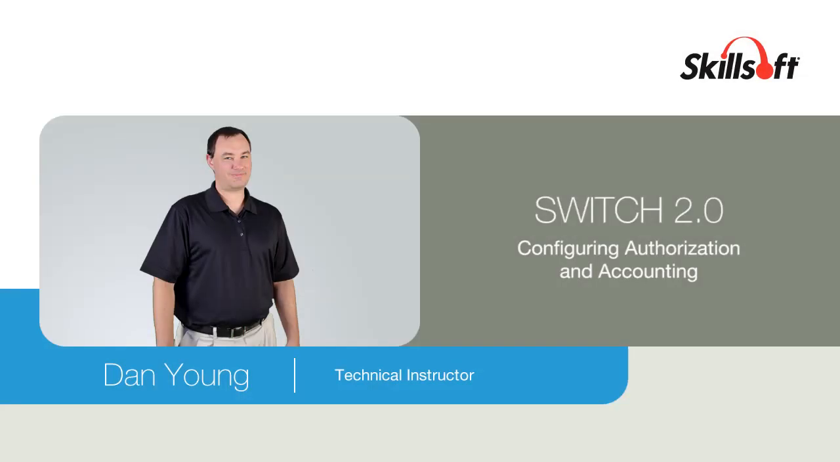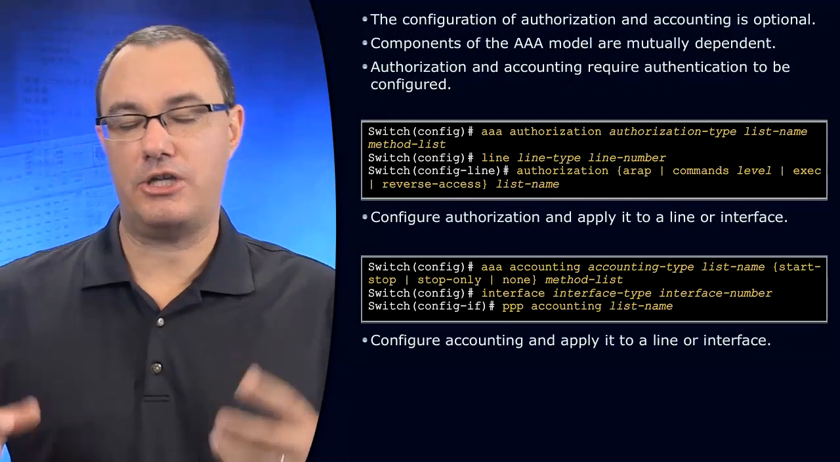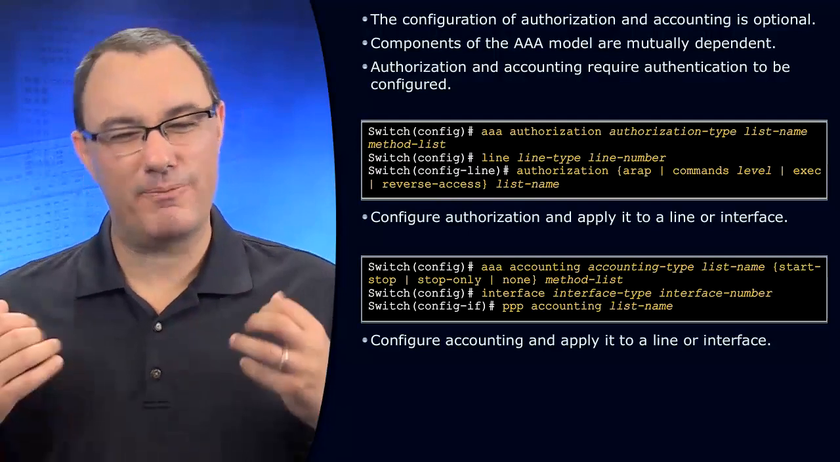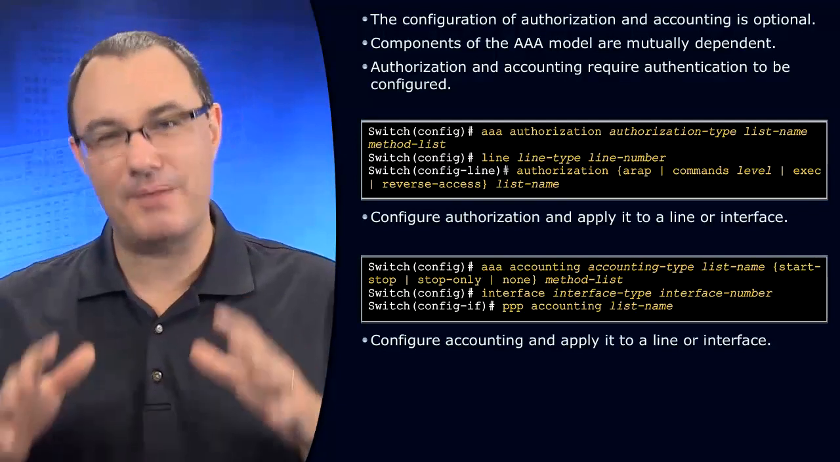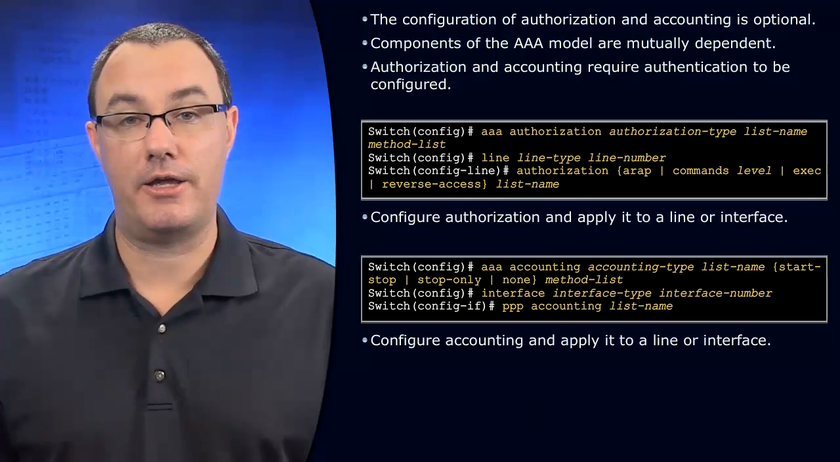When we think about AAA, what are the three A's? Authentication, authorization, and accounting. I want you to remember those. Now, if I'm at the professional level in Cisco for routing and switching, I'm going to focus on authentication first and foremost by a mile.